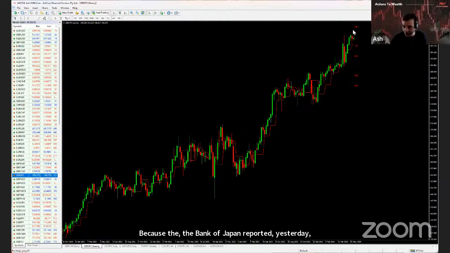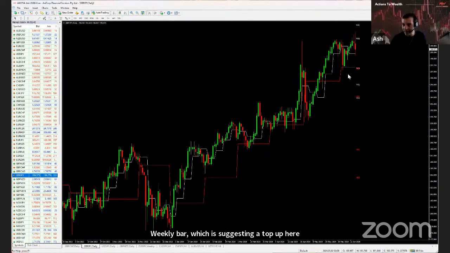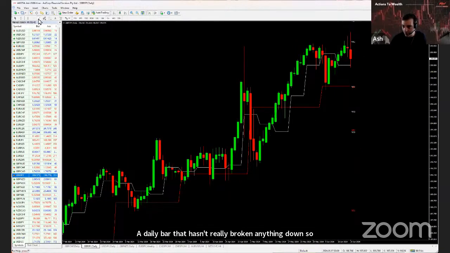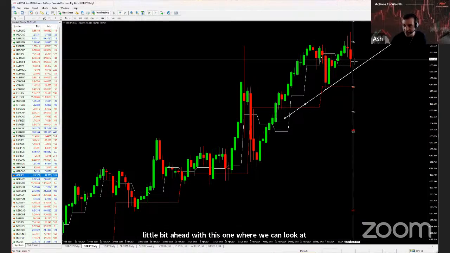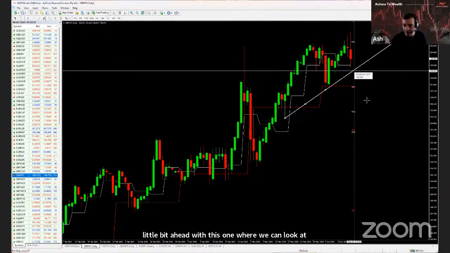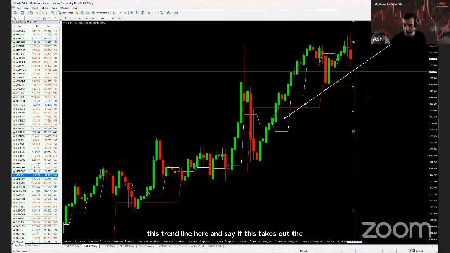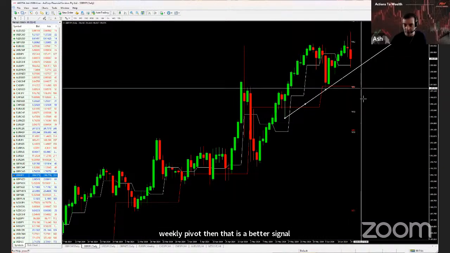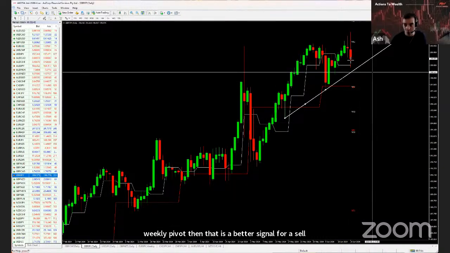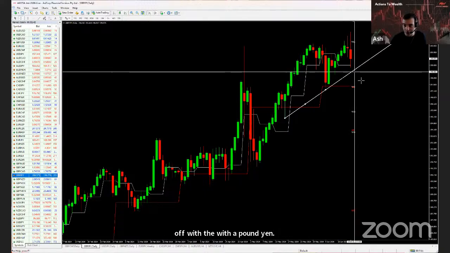Weekly bar, which is suggesting a top up here. A daily bar that hasn't really broken anything down. So we're almost a little bit ahead with this one, where we can look at this trend line here and say, if this takes out the weekly pivot, then that is a better signal for a sell-off with the pound yen. Now we'd want to wait until that does happen, until that takes the weekly pivot out.